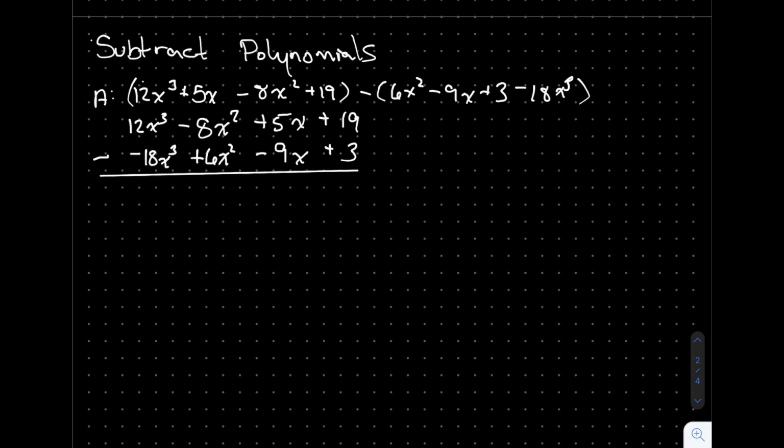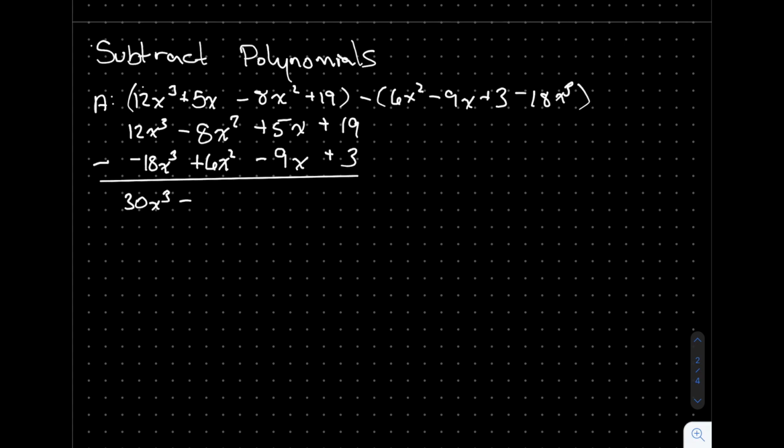So 12x cubed minus negative 18x cubed is actually going to be 30x cubed, right? Subtracting a negative is adding. Negative 8x squared minus 6x squared is negative 14x squared. Again, when you subtract a negative, it's adding. So 5 minus negative 9 is plus 14, and 19 minus 3 is 16. So the difference of these two polynomials is 30x cubed minus 14x squared plus 14x plus 16.